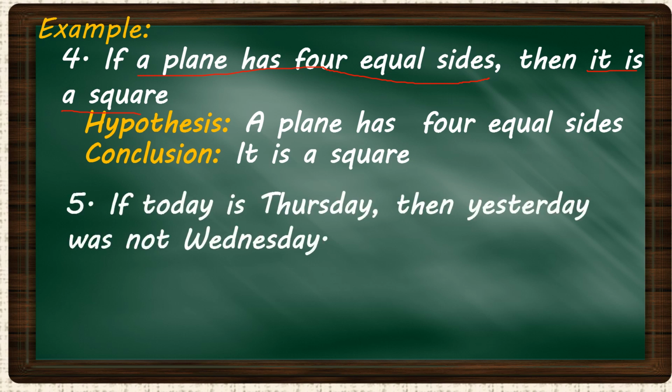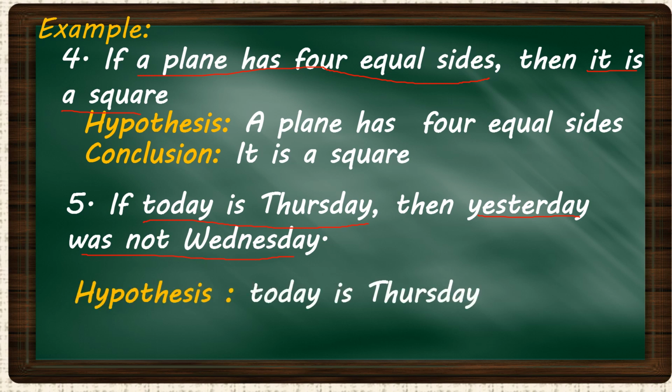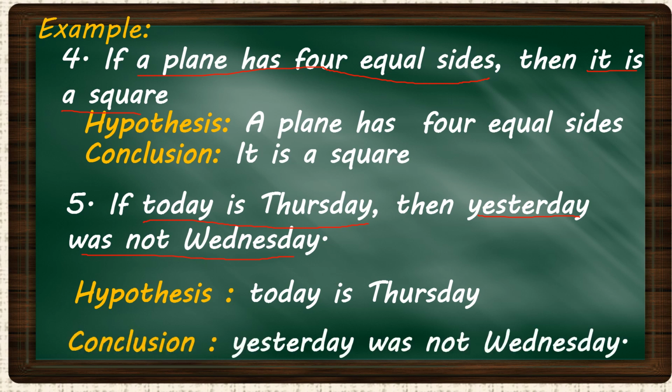For your example number 5, if today is Thursday, then yesterday was not Wednesday. Our task again is to find for your hypothesis, today is Thursday. And your conclusion is yesterday was not Wednesday. And to write your hypothesis, we have today is Thursday, and for your conclusion, you have yesterday was not Wednesday.